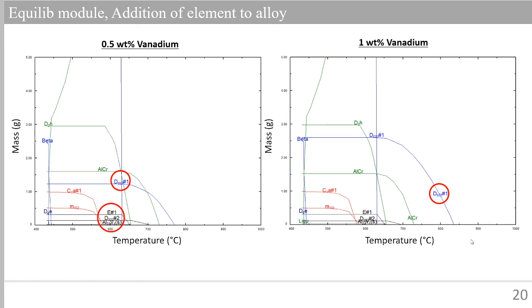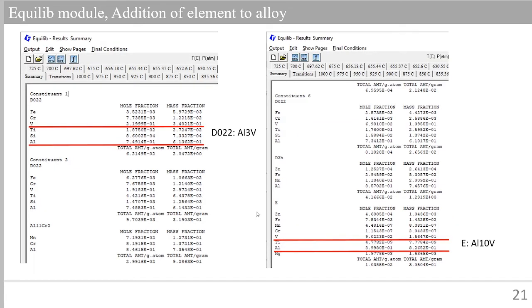Now, using the results page, we can find what exactly is the nominal composition, at least for these phases. So returning to the results page and seeing the first constituent, the D022 phase, we can approximate a composition of approximately Al3V, and if we look for the E phase, so the first time it is created at the 6th invariant reaction, we can approximate a composition of aluminium 10 vanadium 1.